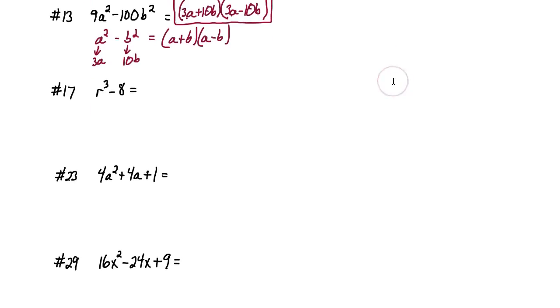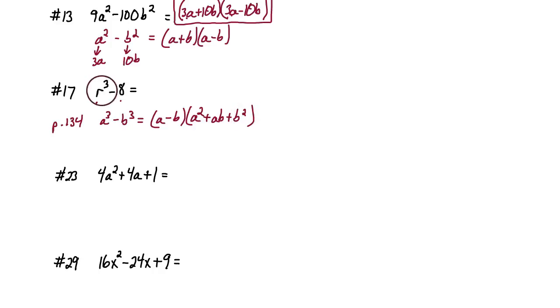Number 17, first step, look for a greatest common factor. There is no common factor other than 1 in both of those terms. Second step, does this fit a special pattern given in the book? And it does. It fits a pattern on page 134. The pattern is a cubed minus b cubed is equal to a minus b times a squared plus ab plus b squared. In our polynomial, the letter a is an r, and the letter b is a 2.